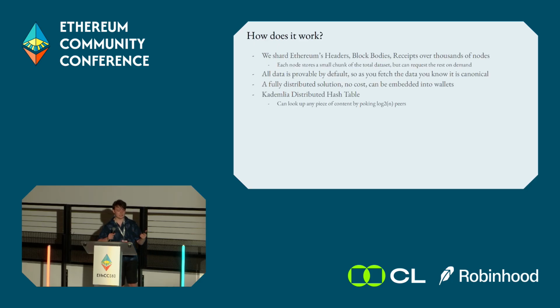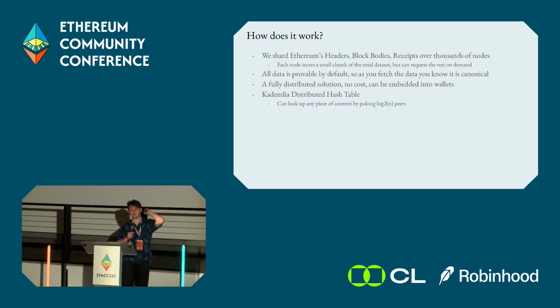We shard Ethereum's headers, block bodies, receipts, and state over thousands and thousands of nodes. Each node stores a very small chunk of the data. For a header, you would have a key where you could look that content up on the network. The idea is that we'd be using Kademlia distributed hash tables. So you would basically ask your peer, do you know someone closer to this data I want? And then they would give you peers.